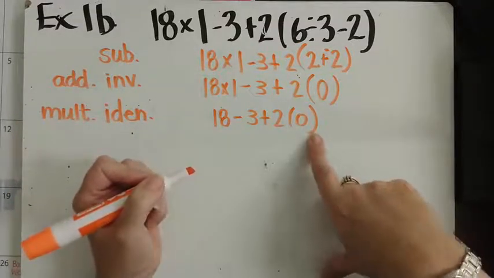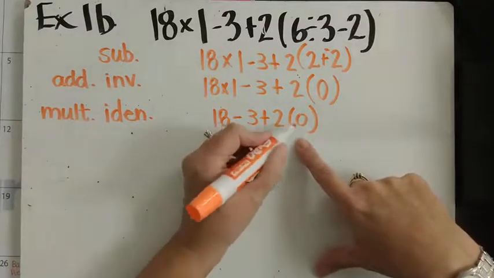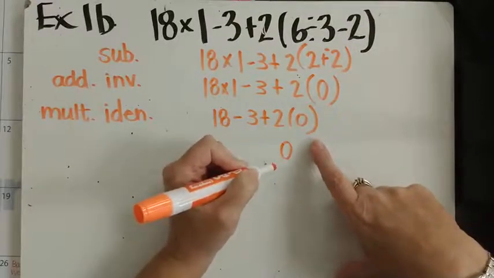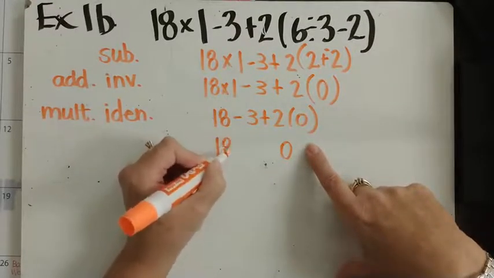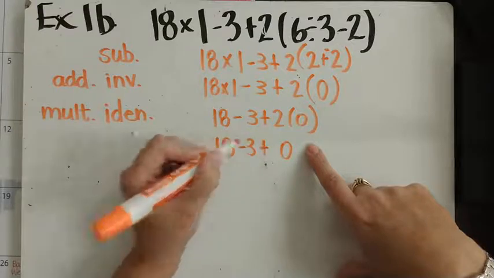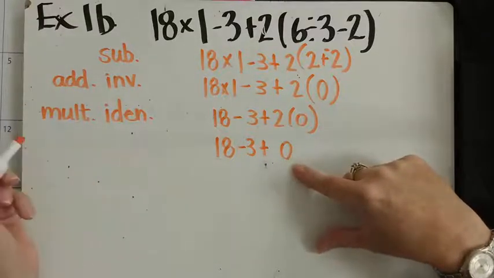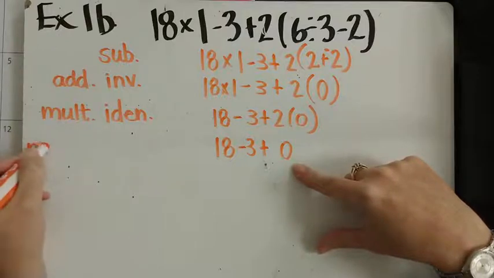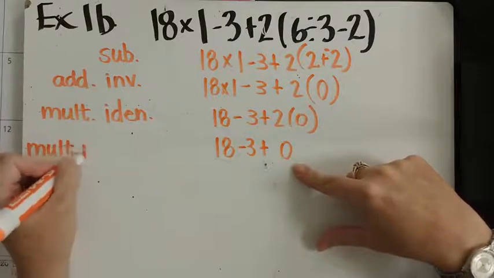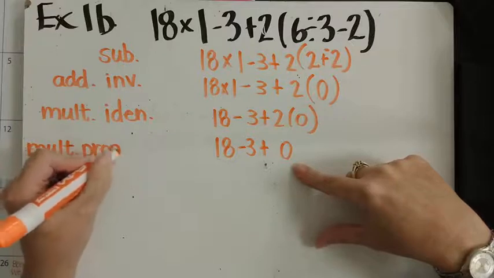We still have this multiplication here at the end. 2 times 0 is 0. Bring down the rest of your math problem. There is a multiplication property that says if you multiply by 0, you get 0. And it's called the multiplication property of 0.